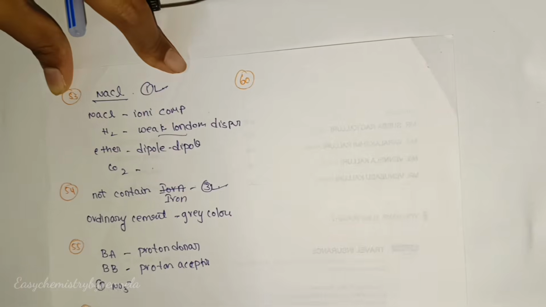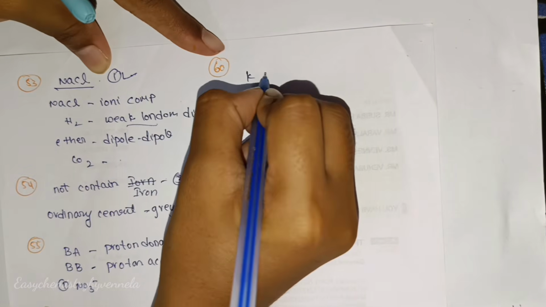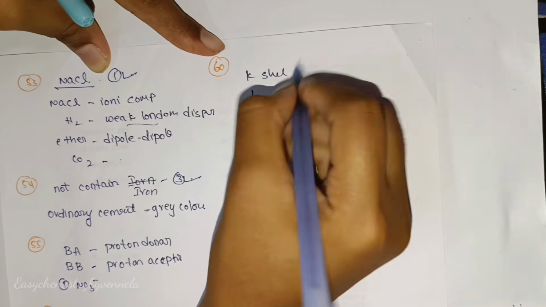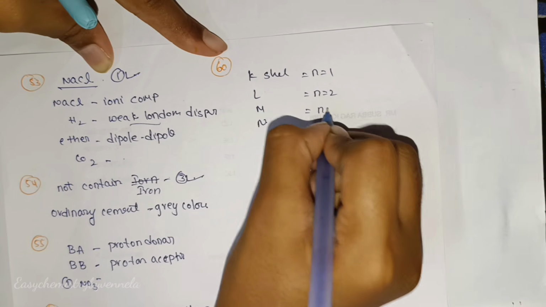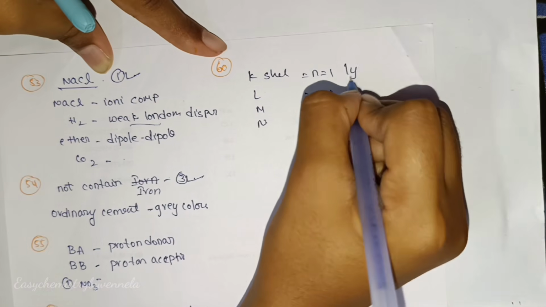Next question. When the electrons of a hydrogen atom return to L shell from shells of higher energy, we get a series of lines in the spectrum. The series is known as. This question is from atomic structure. In this we have 4 shells: K shell, L shell, M and N. This is n equal to 1. Here n equal to 2. Here n equal to 3. Here n equal to 4.